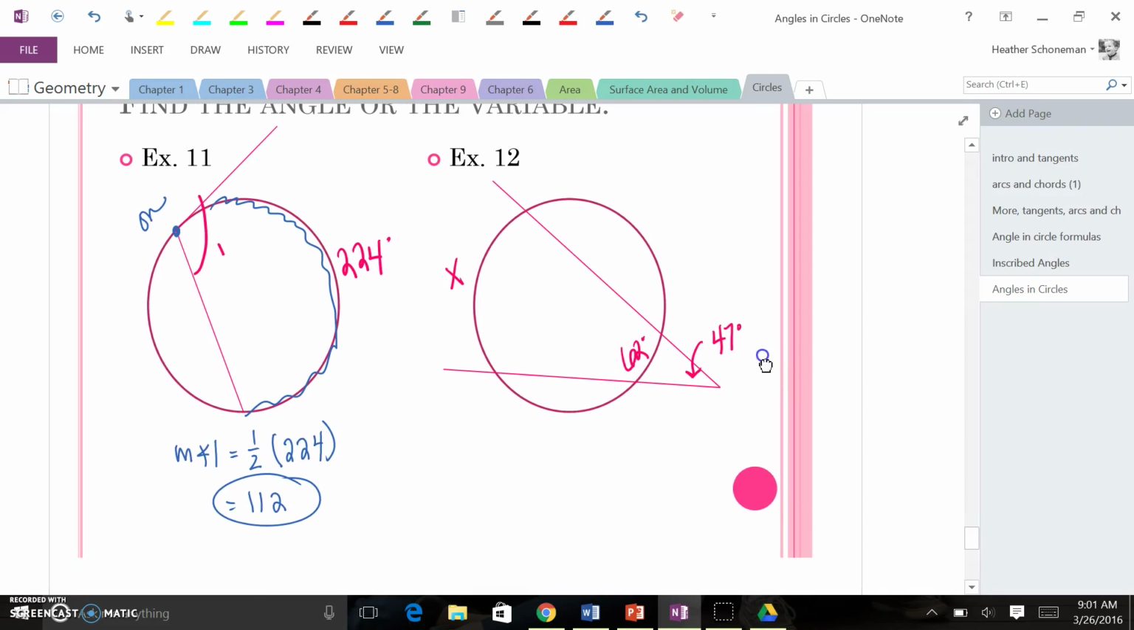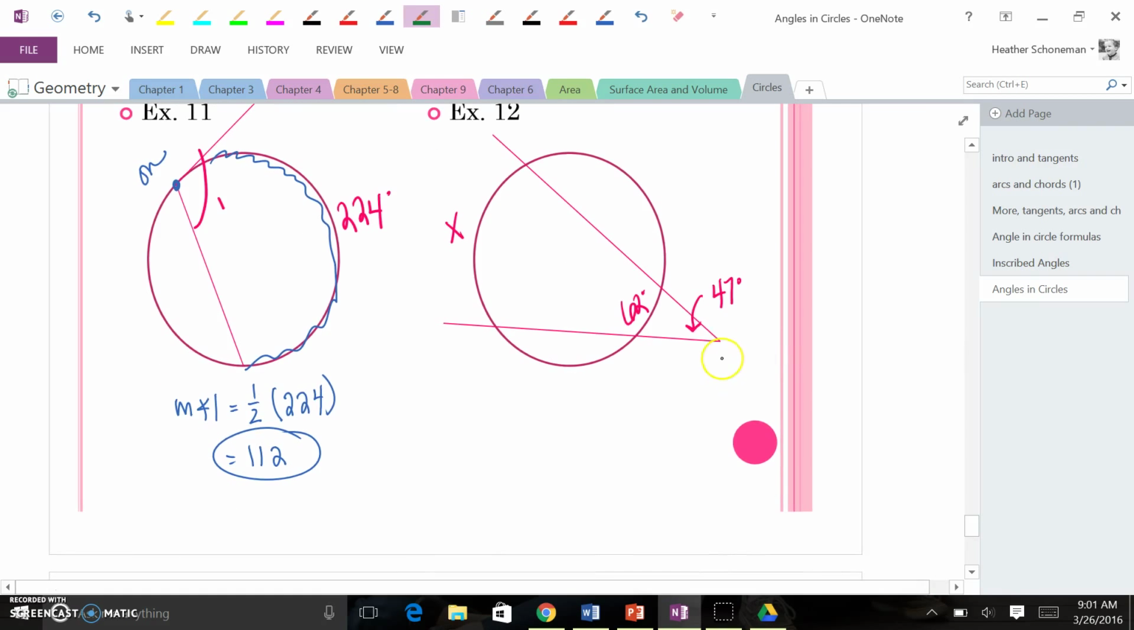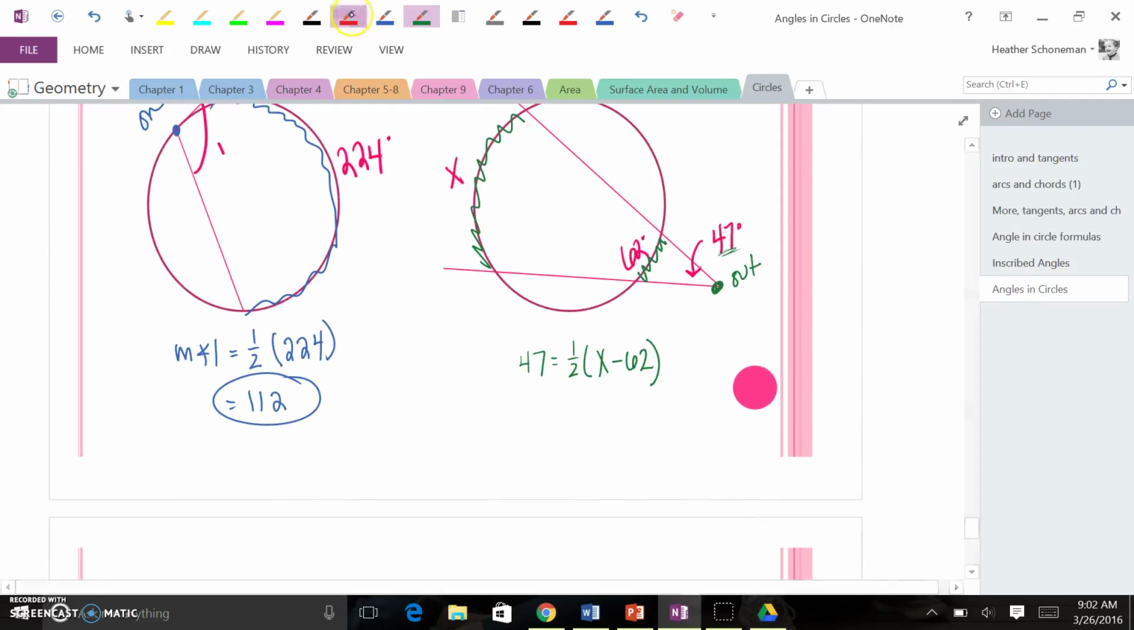All right, example 12. The vertex is outside the circle. So when it's outside the circle, the angle, which is the one closest to the vertex, 47, equals 1/2 big arc minus the small arc. So if I look here, here are my two arcs. Well, x just looks bigger and it's further away, so you know it has to be the big arc. So it's going to be x minus 62. If you set it up wrong, it's not going to come out nice.